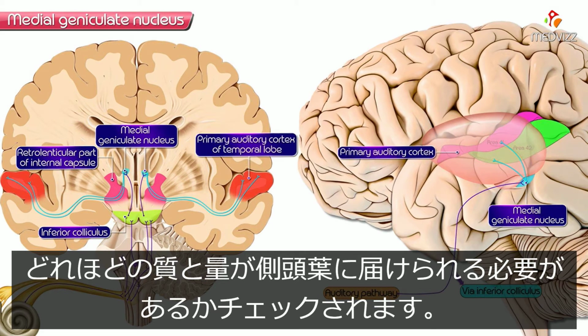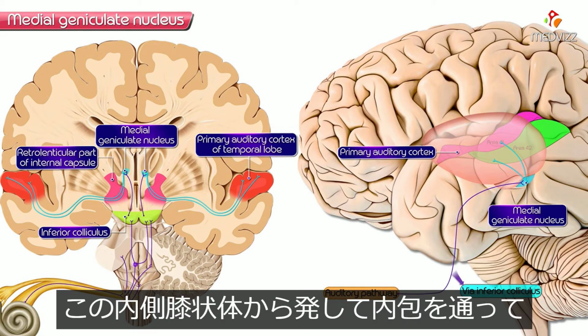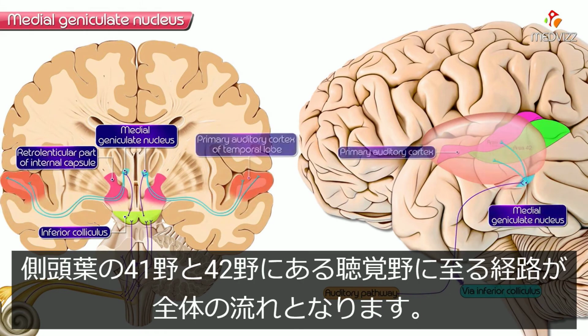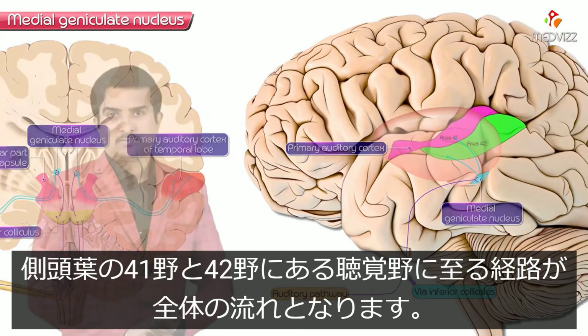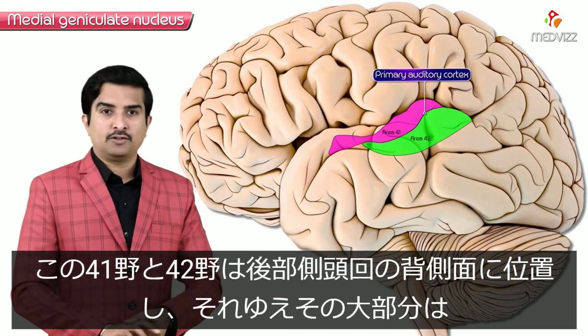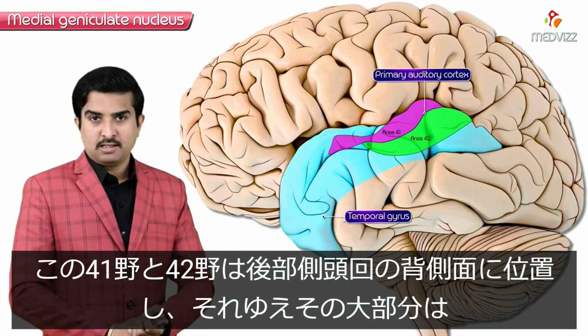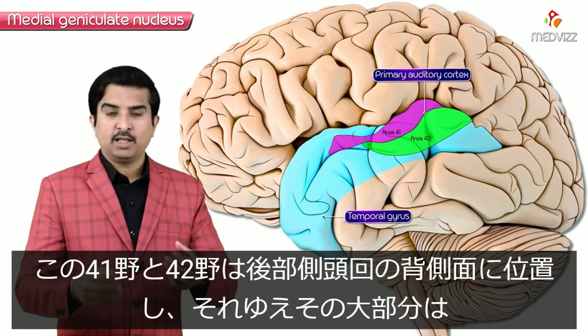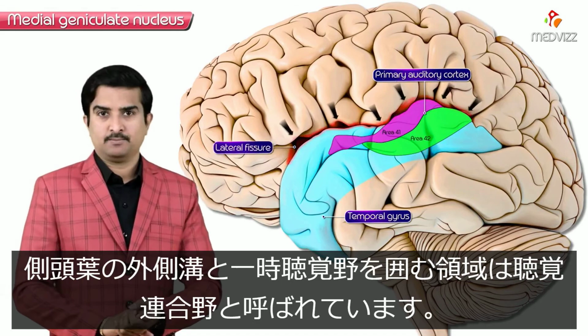So, the final step in this entire auditory pathway is the ascending auditory pathway, which consists of the axons that originate in the medial geniculate nucleus and pass through the internal capsule finally to reach the primary auditory cortex of the temporal lobe, which is Brodmann area 41 and 42, right, situated on the dorsal surface of the posterior temporal gyrus and therefore largely hidden within the lateral fissure.